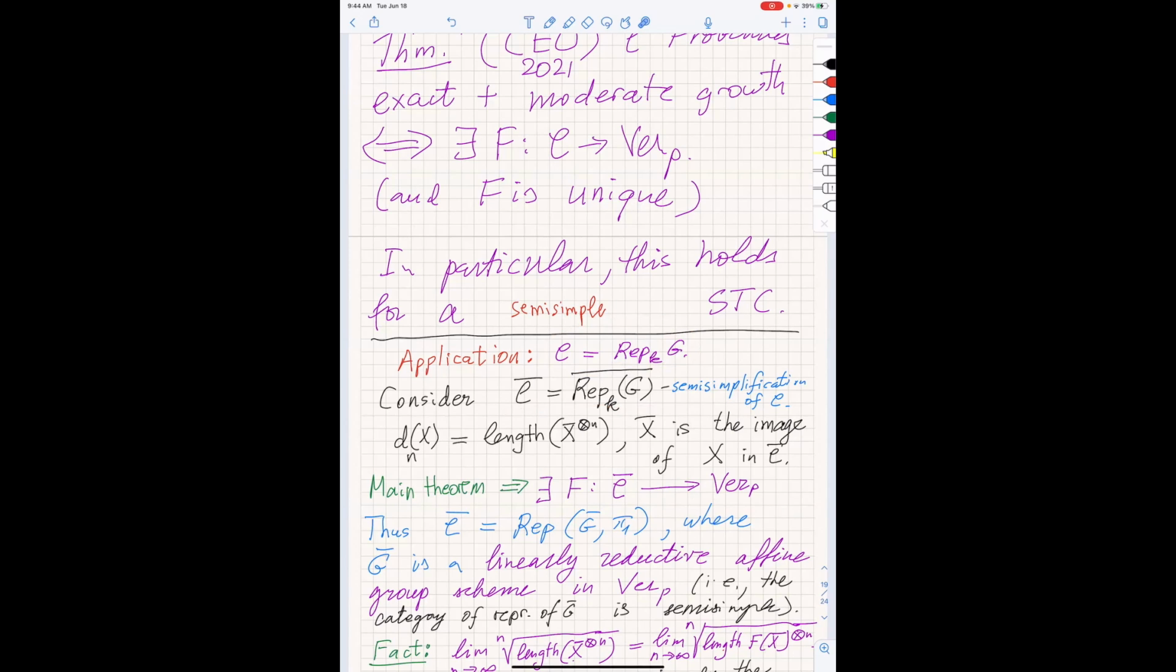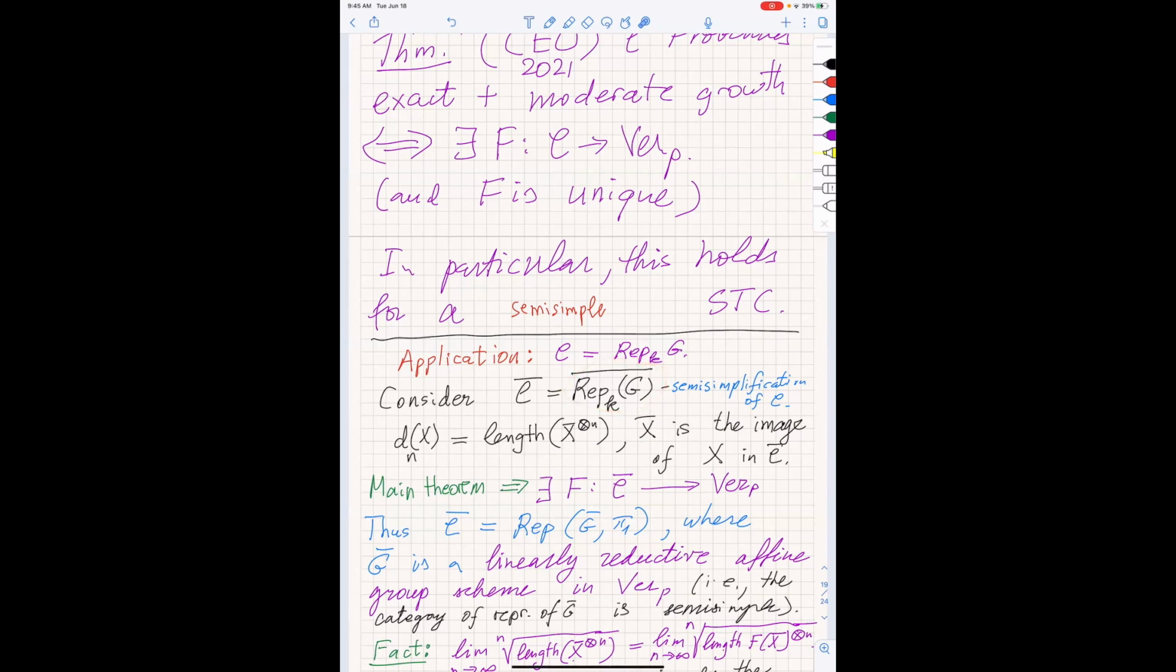And then these numbers d_n(X), which is the number of indecomposables in X to the n of dimension coprime to p, well, it's exactly the length of X bar to the n, where X bar is the image of X in C bar, in the semi-simplification. Because remember, when we define semi-simplification, the indecomposables become simples, except when they have dimension 0, which means dimension divisible by p. So all indecomposables will just become simples, except the ones of dimension divisible by p, which will drop out. And that's exactly what this count does. So we get that this is equal to the length of the tensor power in this semi-simplified category.